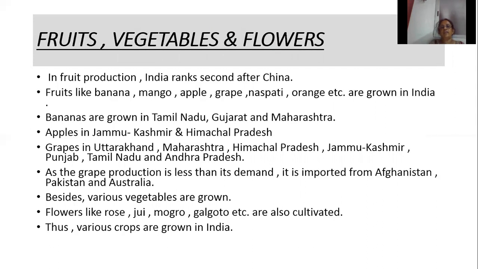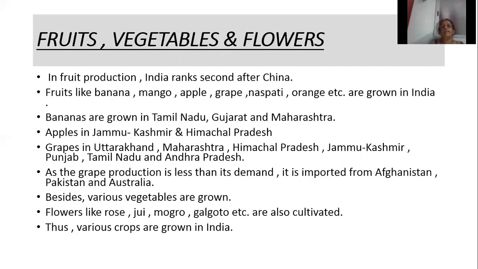Then flowers like rose, jui, mogro, galgota, etc. are also cultivated. Thus, various crops are grown in India. We have seen India has a different type of climate, different soil, and irrigation facilities are available. Like that, different types of crops are grown in India.